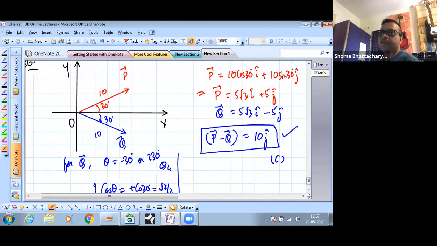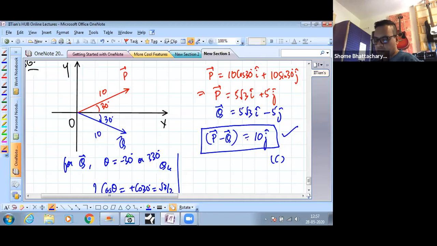If only the magnitude of P plus Q or P minus Q was asked, then we could have taken both the options. We could have found it by the triangle law or by the component method. P minus Q would have come 10 J cap. Then we would have taken the mod of this, so it would have just come 10. But since the answer is asked in I cap J cap notation, we don't have the option. We have to do it by the component method. Hope the point is clear.